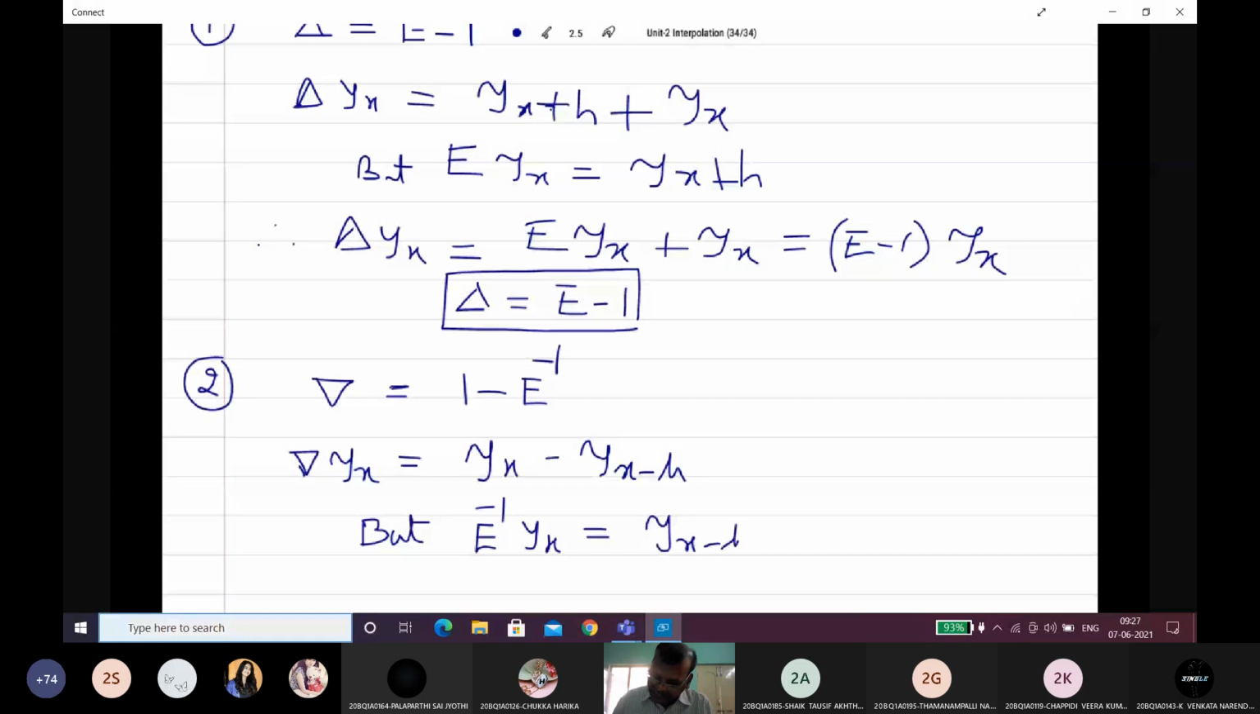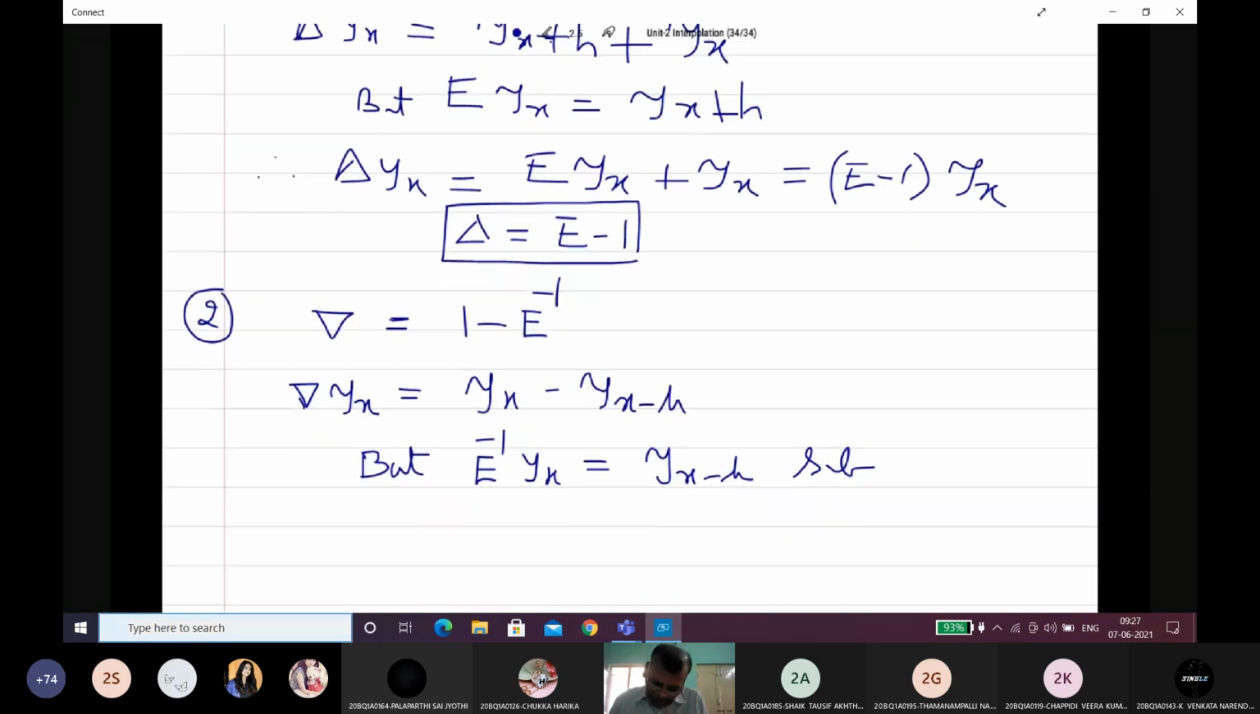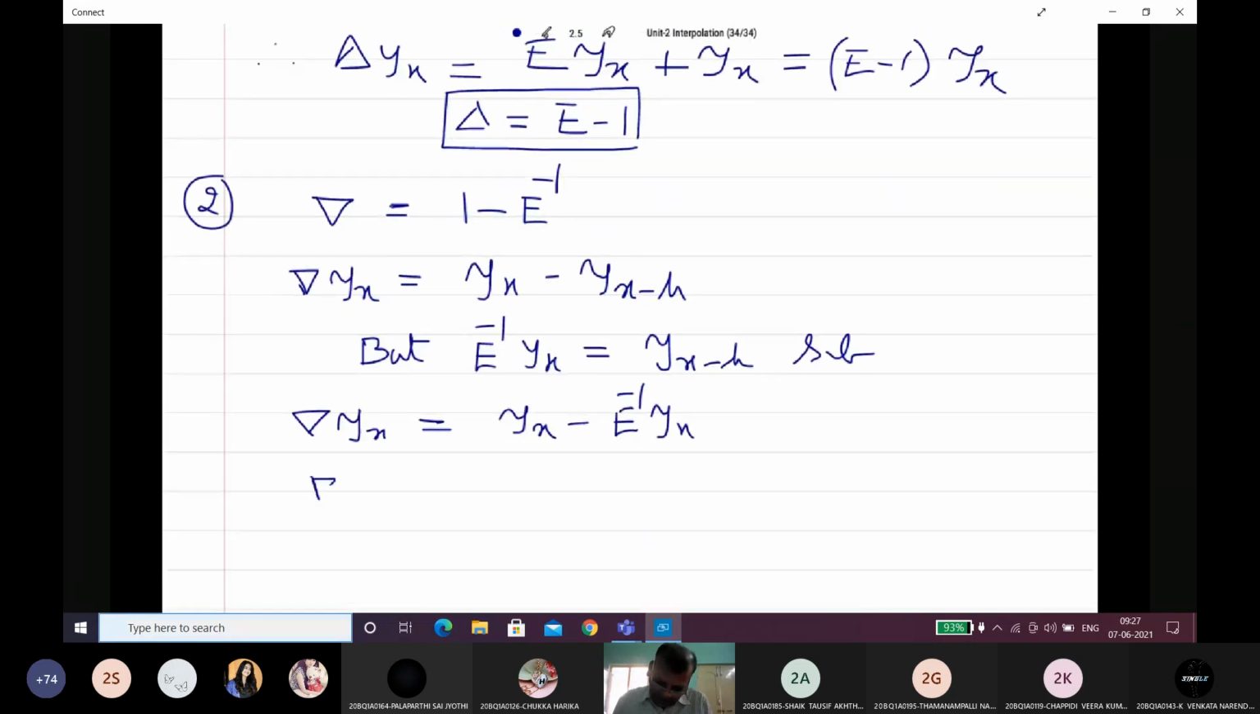Yx minus h. Substituting. What is that value? Del of yx is equal to yx minus E inverse of yx. That is equal to 1 minus E inverse of yx. That implies del, nabla, is equal to 1 minus E inverse.